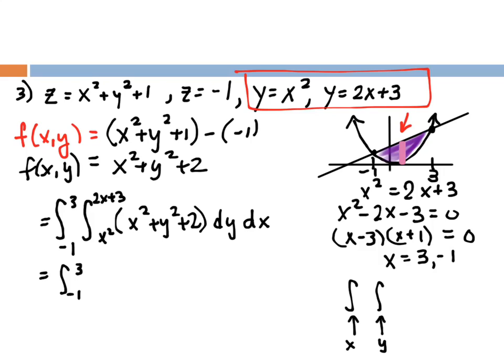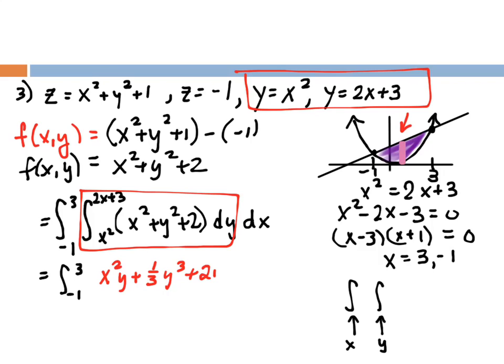What is the integral for the inside here with respect to y? x squared y plus 1/3 y cubed plus 2y. Everybody agree? Sounded pretty good to me.